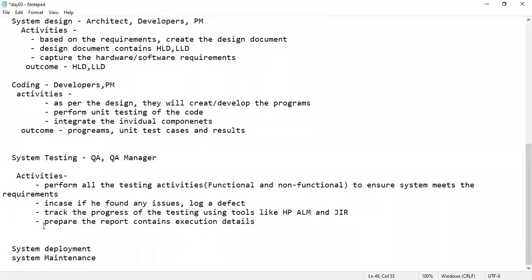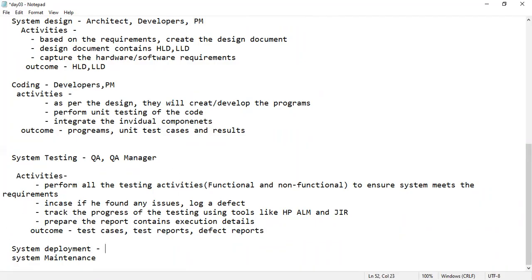Next, what is the outcome? What are the outcomes from this testing phase? Obviously you have to prepare test cases, right? Test cases prepare cheyali. What else? Test reports. What else? Defect reports. So you have to prepare all these reports once you are done with your test case execution.